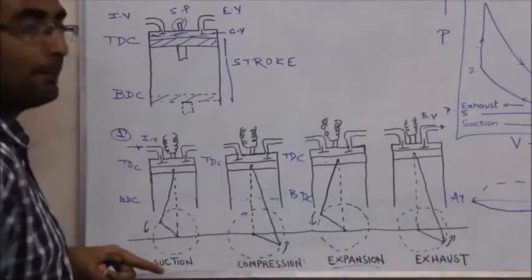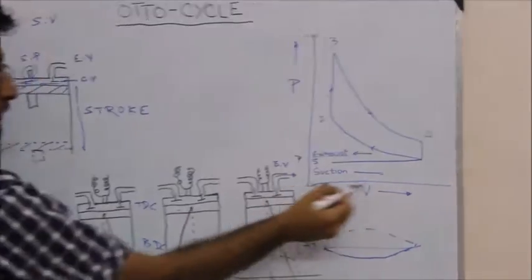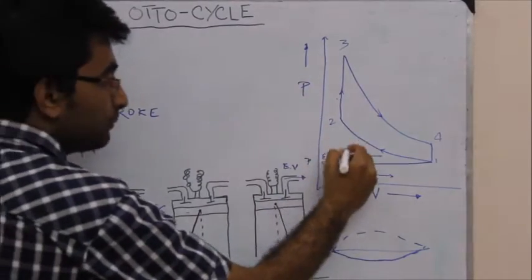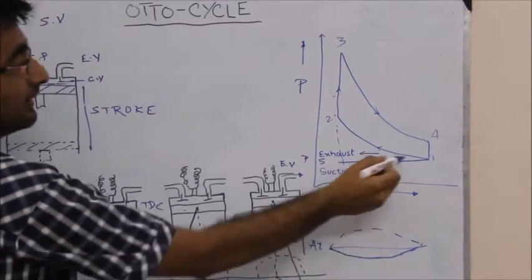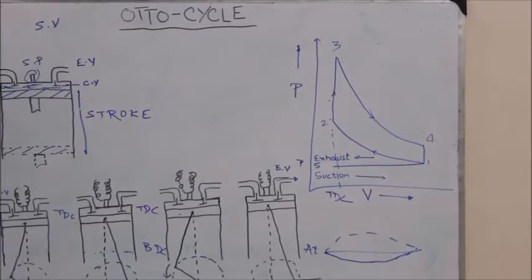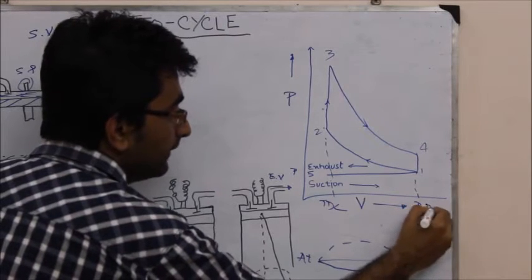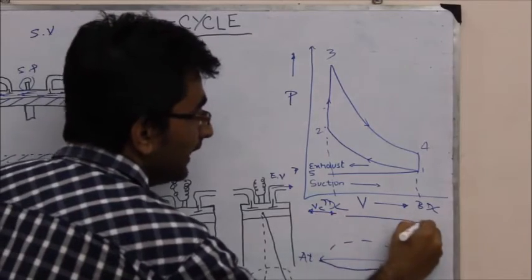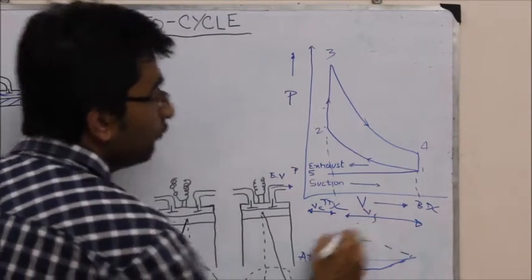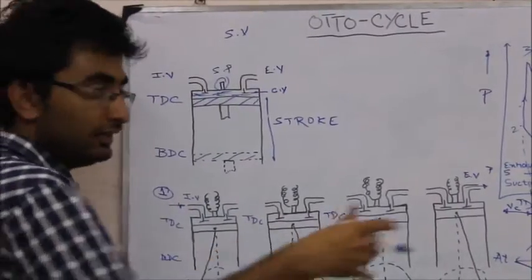Now, after suction, we have compression, that is, reversible adiabatic compression. See, from 1 to 2 we have compression, and you can see the volume decreases. At this point 2, you can take it as TDC, and you can see the compression occurs till TDC, and this you can take as BDC. This is the clearance volume, VC, and this is the swept volume, VS. The swept volume is the volume which the piston actually moves through from BDC to TDC.